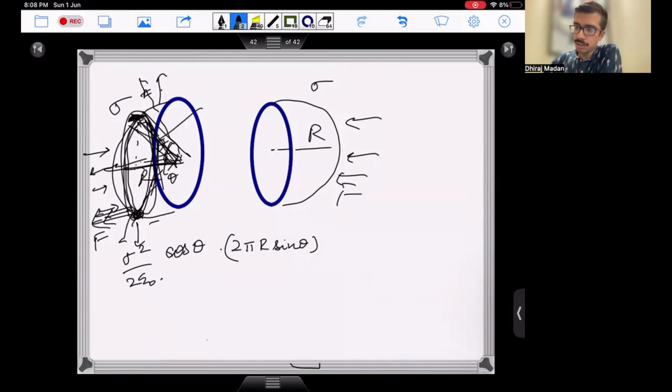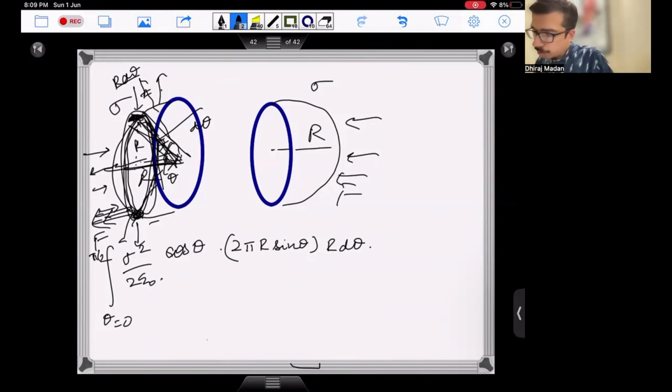This is d theta, and this is r. So this is r d theta. So the area of this ring is 2 pi r sine theta times r d theta. And every point experiences a pressure, which is force per unit area, of sigma square over 2 epsilon naught cos theta. So this is the net force which is experienced by this ring of width d theta. And if I integrate theta from 0 to pi by 2, that will give me the net force.